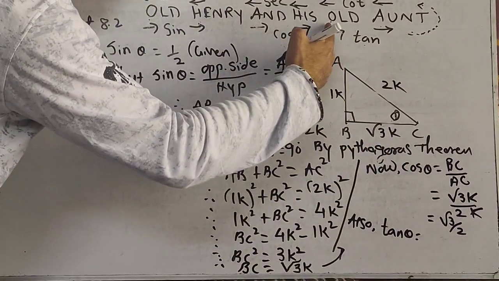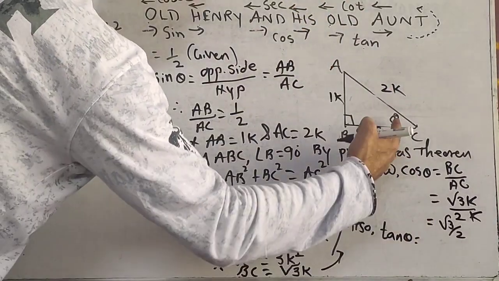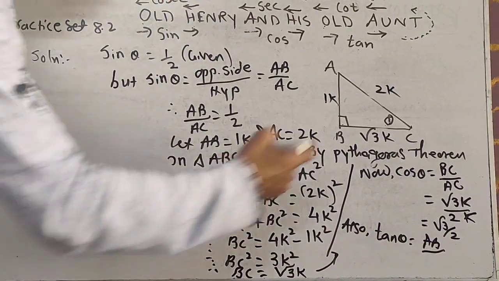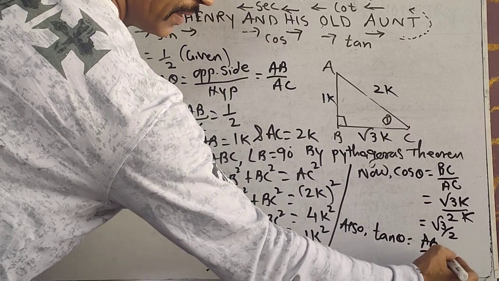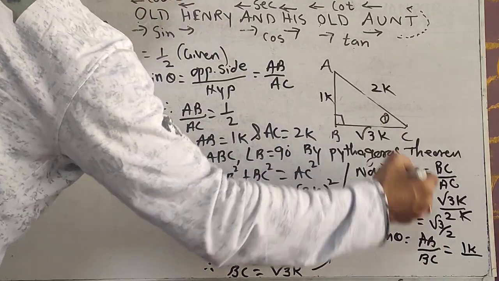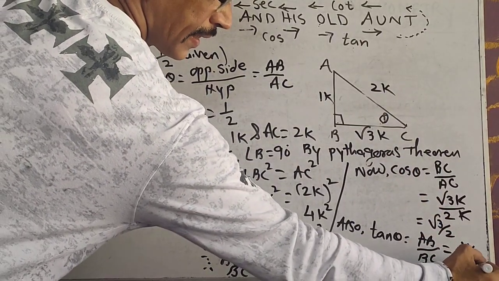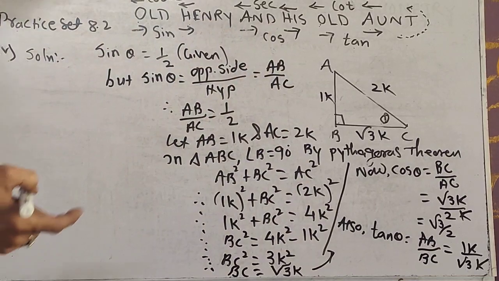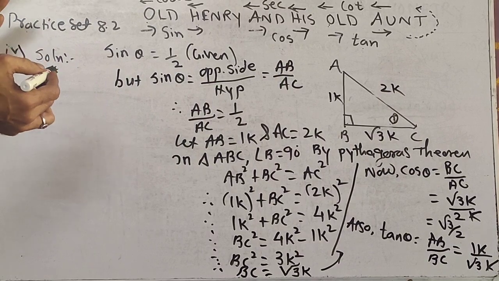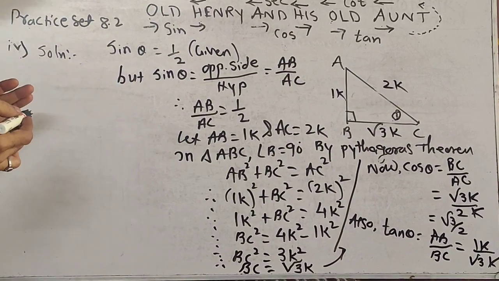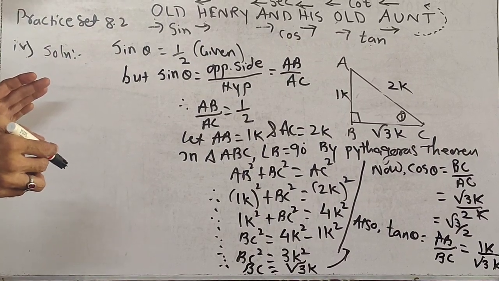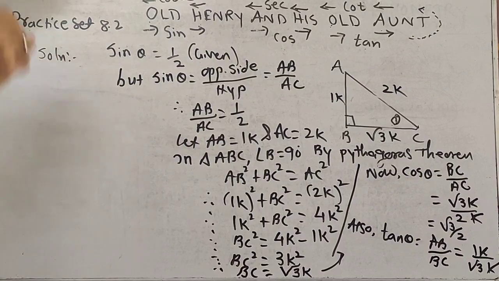Also tan theta. tan theta का फॉर्मूला क्या है? tan theta का फॉर्मूला है opposite side upon adjacent side. Opposite side will be AB and adjacent side is BC. तो AB का है 1k और BC का है √3k. K and K will get cancelled. You got the answer. Tan theta is 1/√3. Okay. So likewise we have completed sum number 4 also. Sum number 4 is completed. Same type sum in question number 1, sub question 4 we have completed.